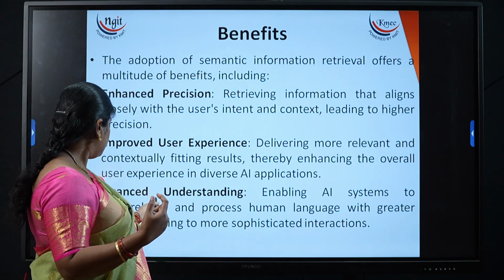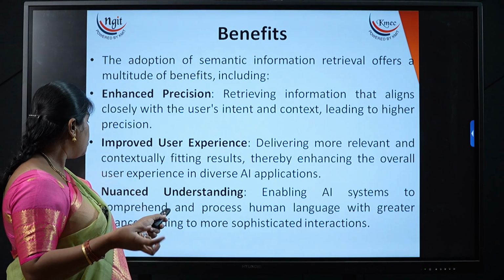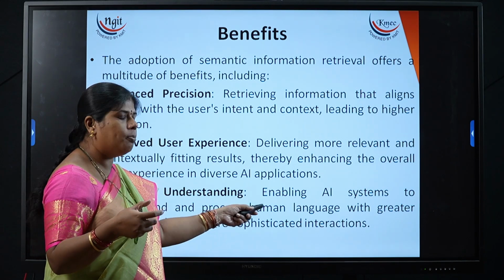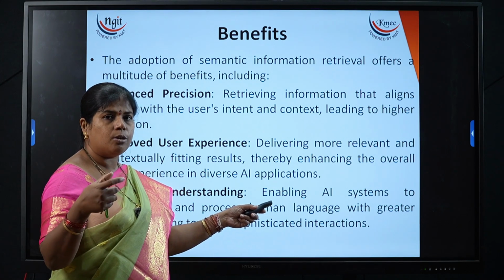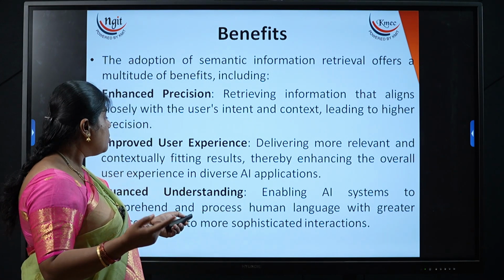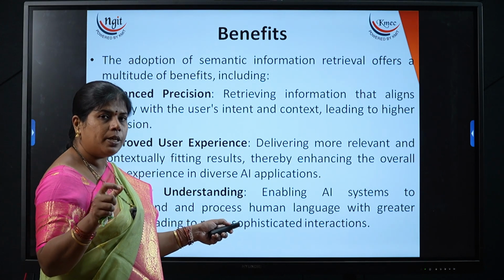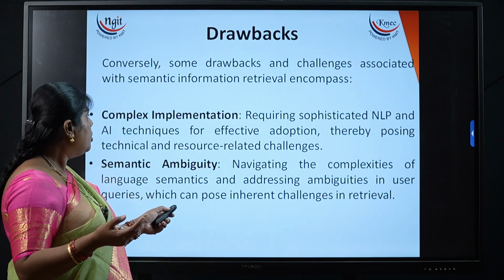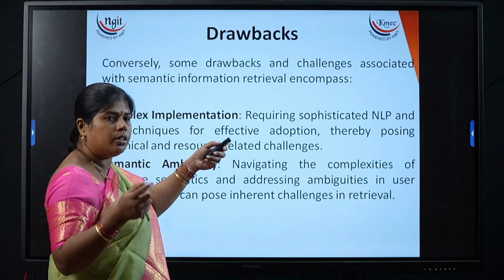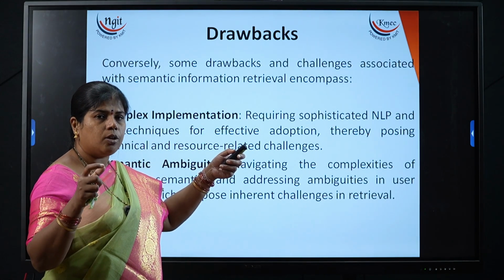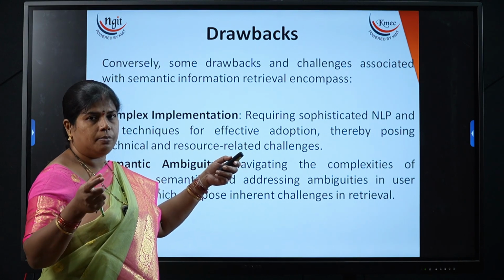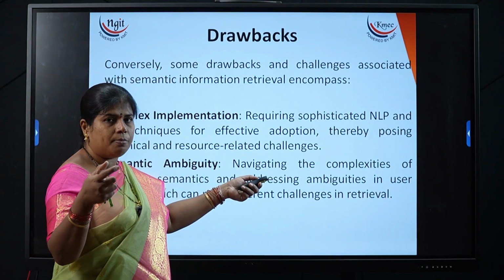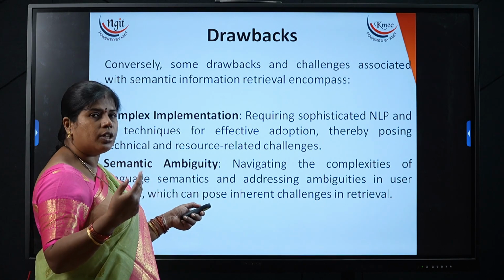Now, nuanced understanding means you should be able to understand the meaning of the terms which are used in human language, because it is natural language. The human is not posing the query in technical terms. So your retrieval system should be capable of giving results for both types of human beings. But what is the drawback now? It is complex in implementation, because the implementation process becomes complex because of the ambiguity. Here we have semantic ambiguity. As I told you, one word may have two meanings. So these drawbacks we should keep in mind.